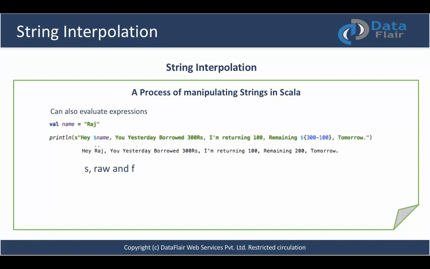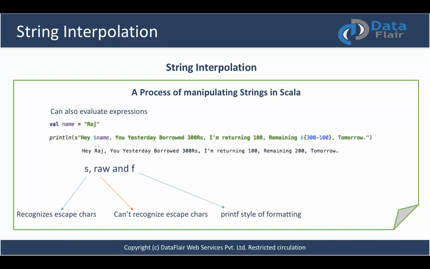Scala has three interpolators: s, raw and f. All these work almost the same. The difference between s and raw is that s recognizes escape characters and raw is not able to. With f, we define printf style of formatting. So we will use percentage and all those things to format strings.